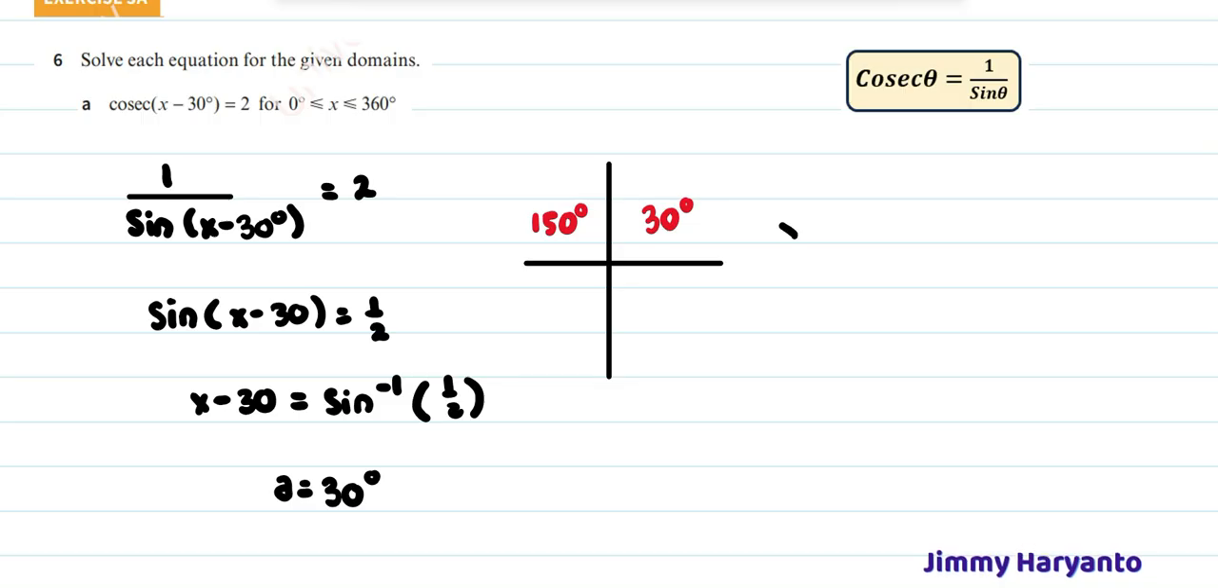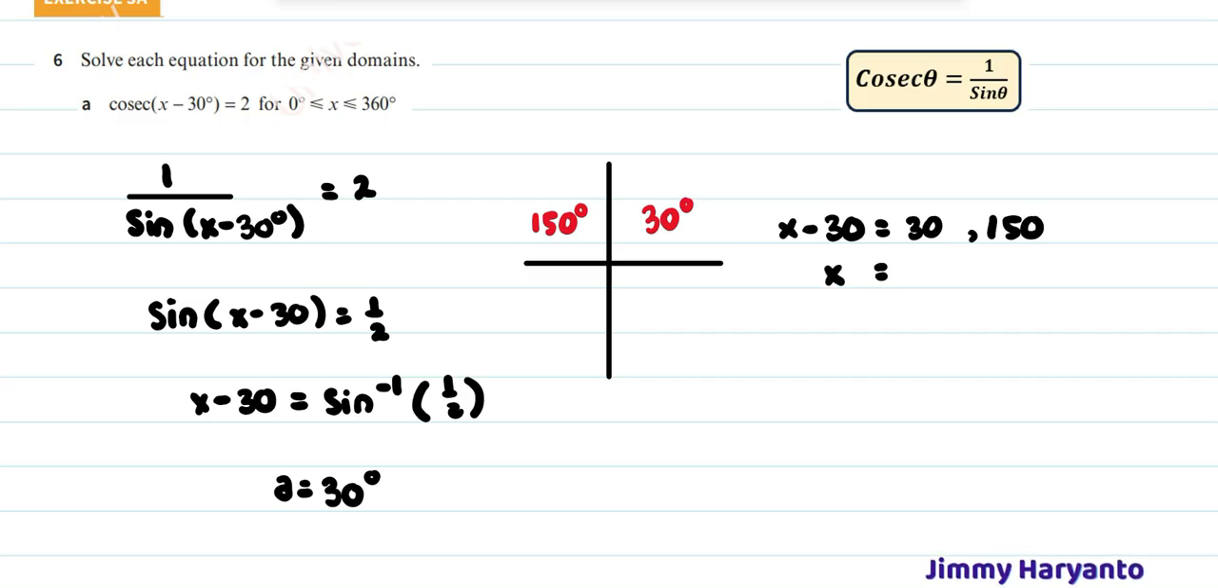And then after this I will rewrite the angle. The angle is x minus 30 equals 30, 150, and then I will move the negative 30 to the right hand side. You will have 60, 180. So these are the answers. I don't think there will be another answer besides this one, so we will stop right here.